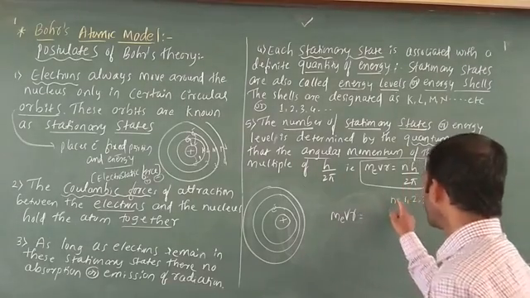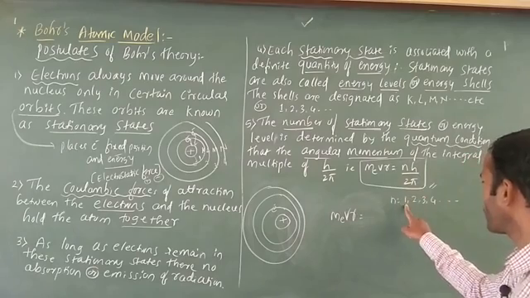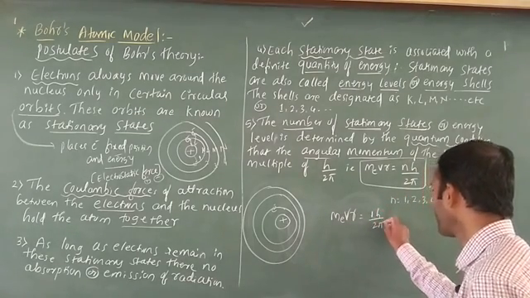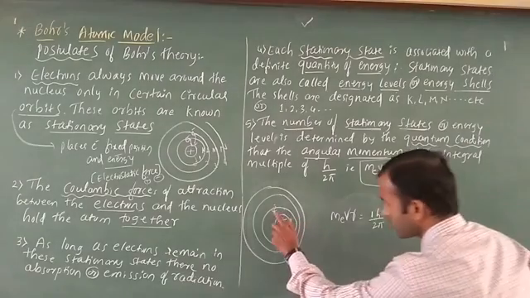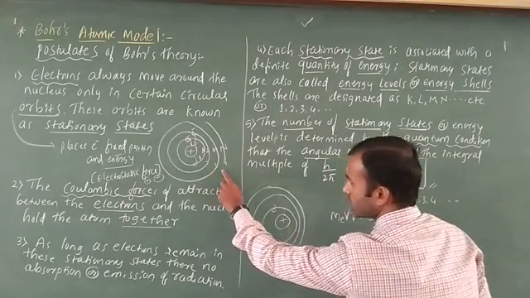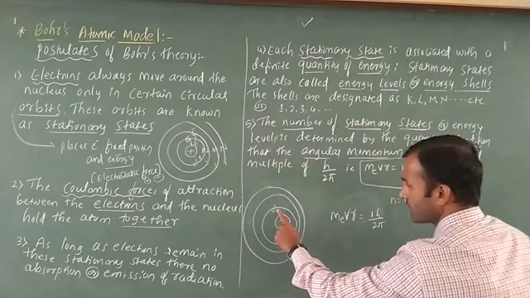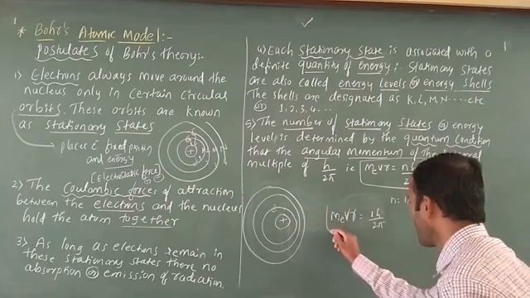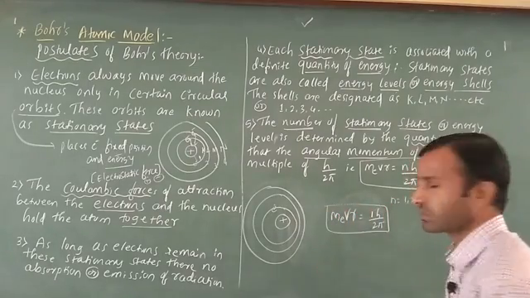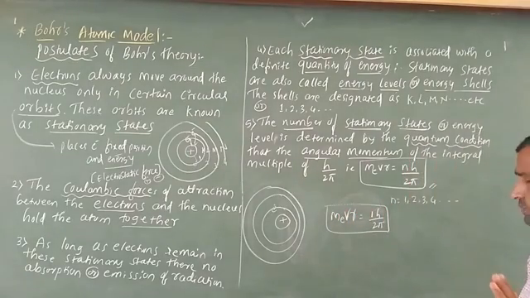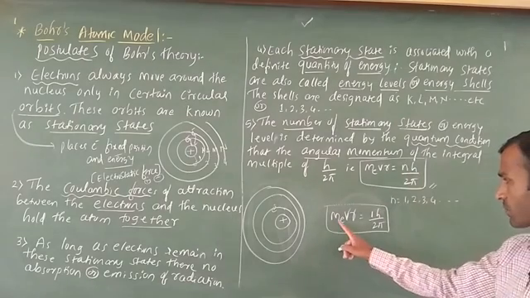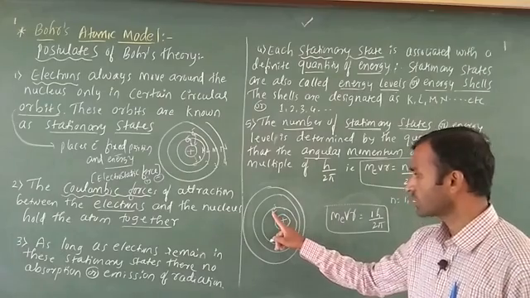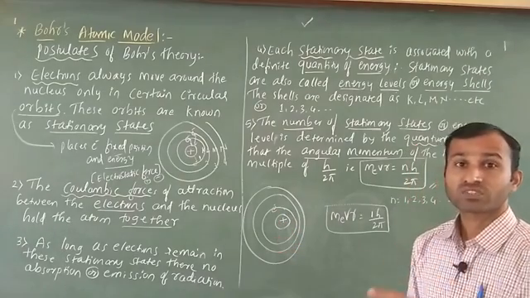mvr equals n h by 2 pi. Here I am going to fill in n equal to 1, so this is 1h by 2 pi. For the first electron, according to 1, 2, 3 and so on, this indicates angular momentum. This first electron has angular momentum mvr equal to 1h upon 2 pi. Are you getting my point? Very simple. They are going to ask you, with the mass of an electron, velocity and r, what is the angular momentum of the first shell electron.